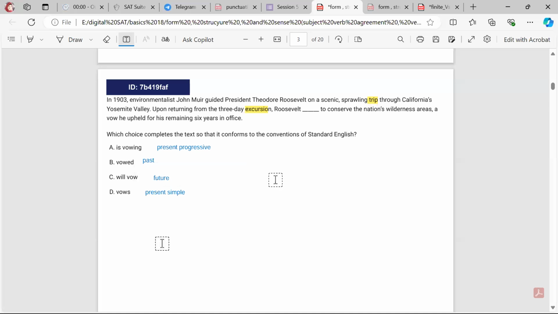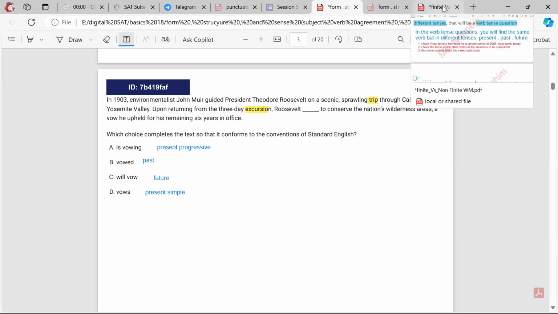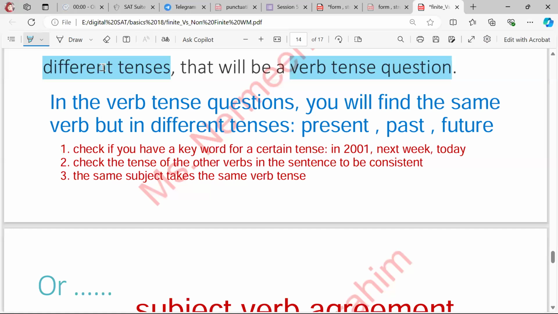What do you think the answer is? What are the tips saying? The tips are saying you have to check for the other tense, the tense of other verbs in the sentence to be consistent with the one that you're gonna go for. You have to check for any keyword that refers to a certain tense, and the same subject will take the same verb tense. So back again.